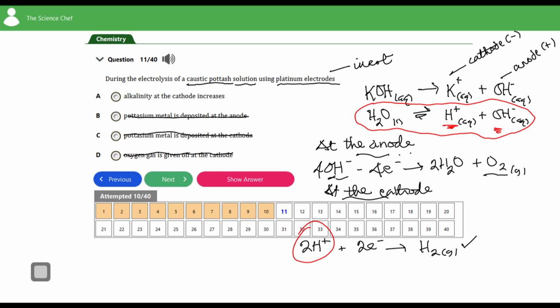The equilibrium position will shift to the right, and if the equilibrium position shifts to the right, more hydroxide ions will be produced, right? And if more hydroxide ions are produced, due to the removal of hydrogen ions at the cathode, what do you think will happen to the alkalinity? The alkalinity will increase, because hydroxide ions are responsible for the alkalinity of any substance, just like hydrogen ions are responsible for the acidity of any substance. So at least that explains why A is correct. So the answer is A.